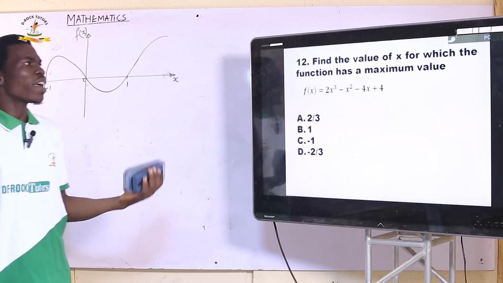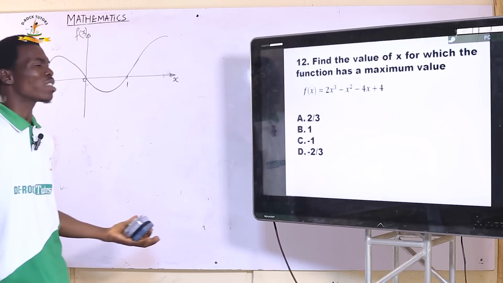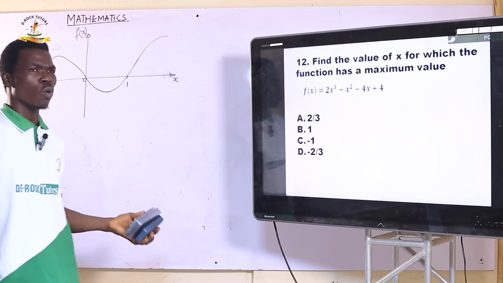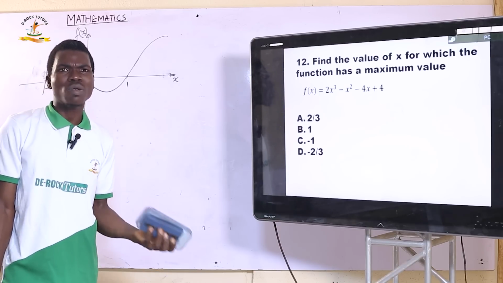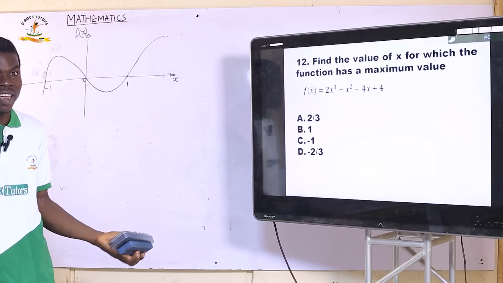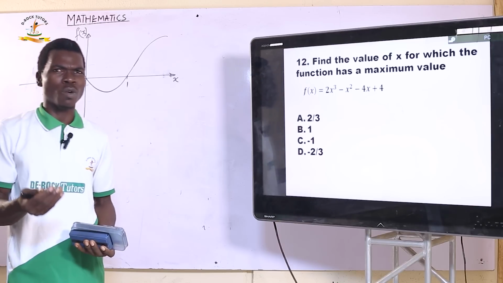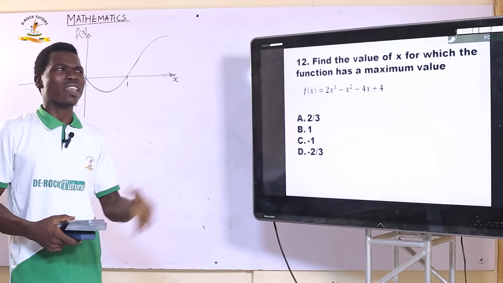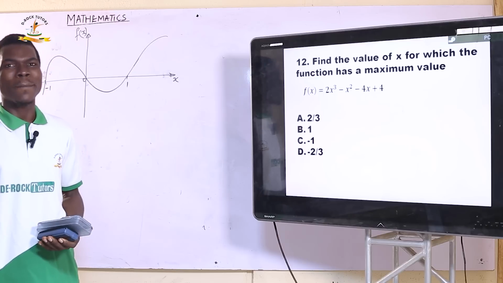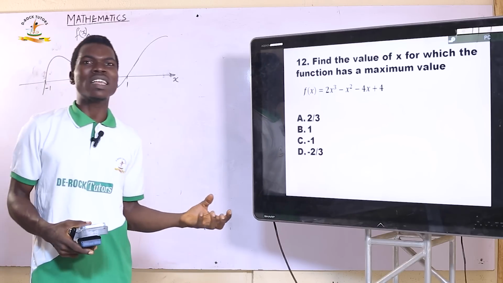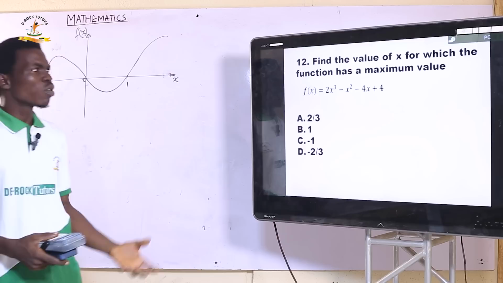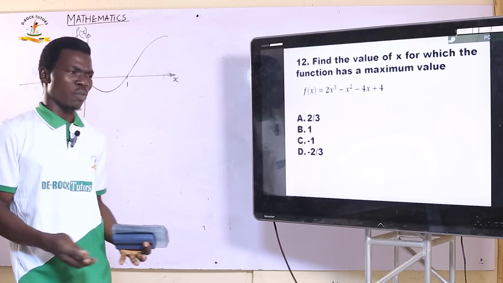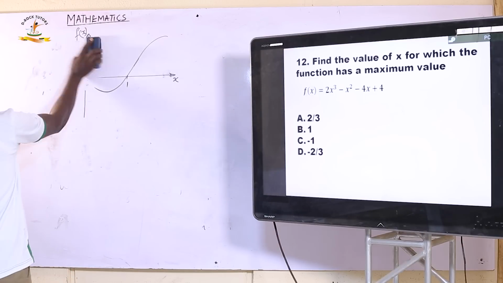Alright, the question says, find the value of x for which the function has a maximum value. And you can see, this is a question on calculus. Calculus is divided into two parts. We have the integral calculus and the differential calculus. When it has to do with minimum or maximum, it is differential calculus. So literally we're going to look at when the function is going to be maximum. So let's do justice to that.